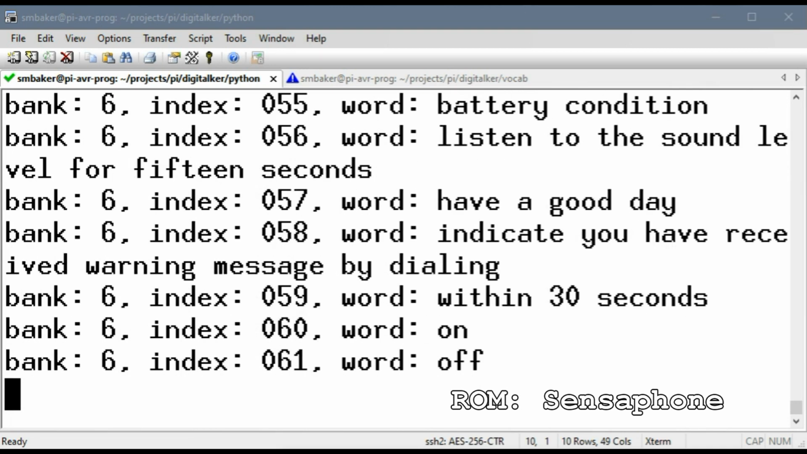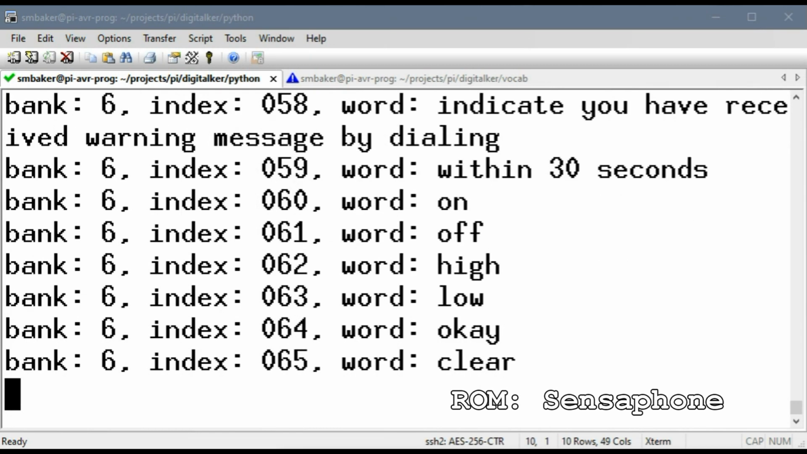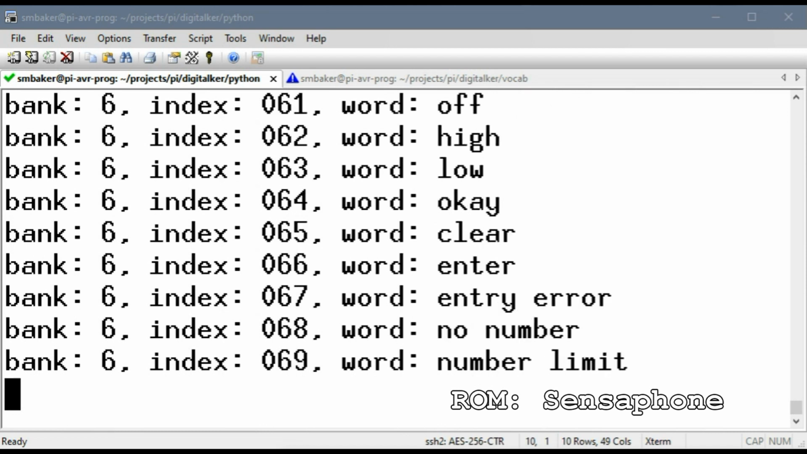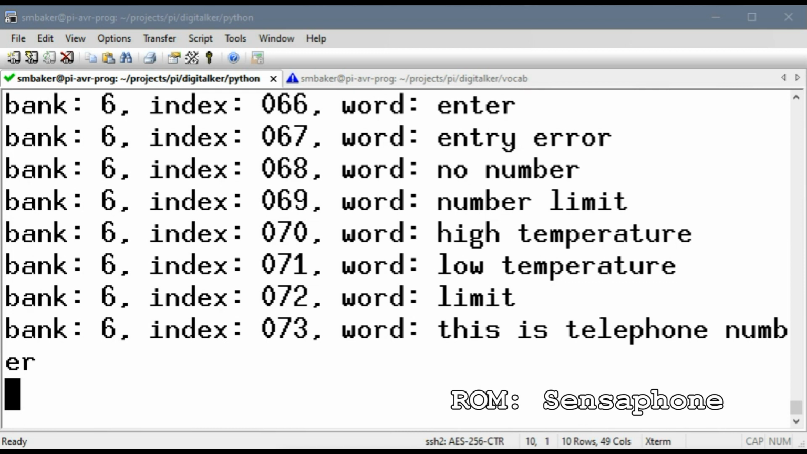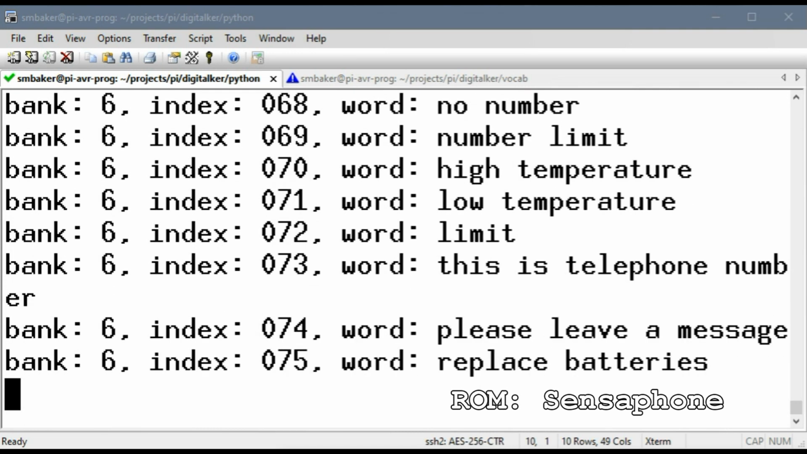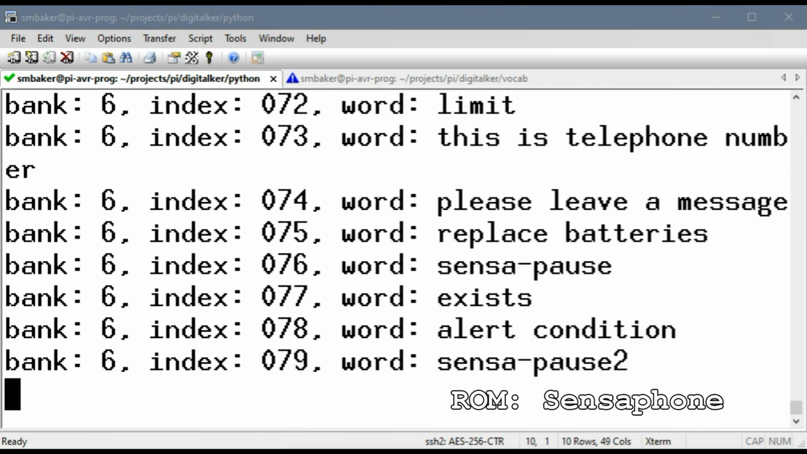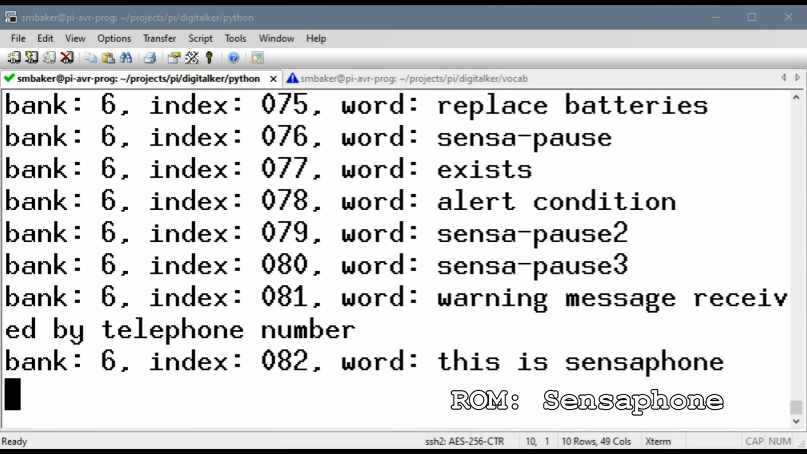On, off, high, low, okay, clear, enter, entry error, no number, number limit, high temperature, low temperature, limit. This is telephone number. Please leave a message. Replace batteries. Exists. Alert conditions. Warning message received by telephone number. This is Sensaphone.